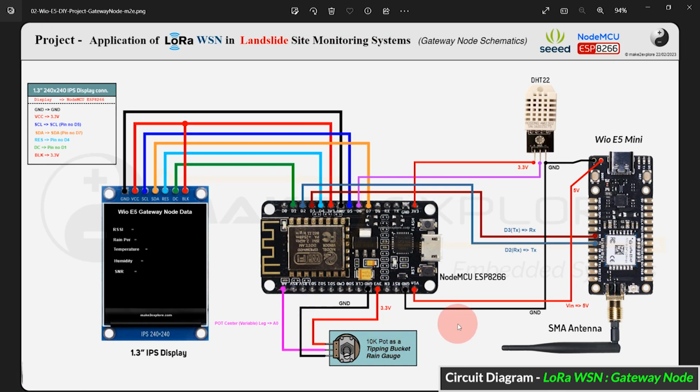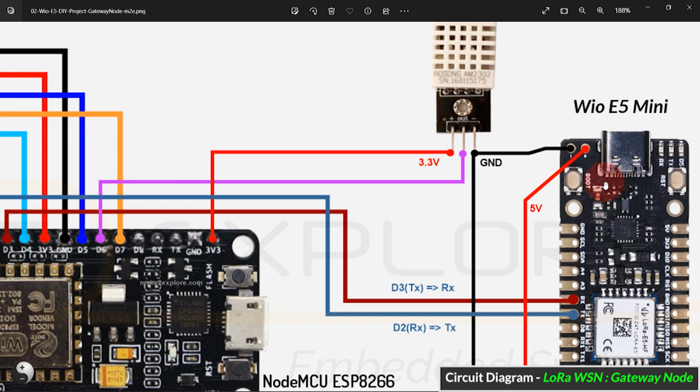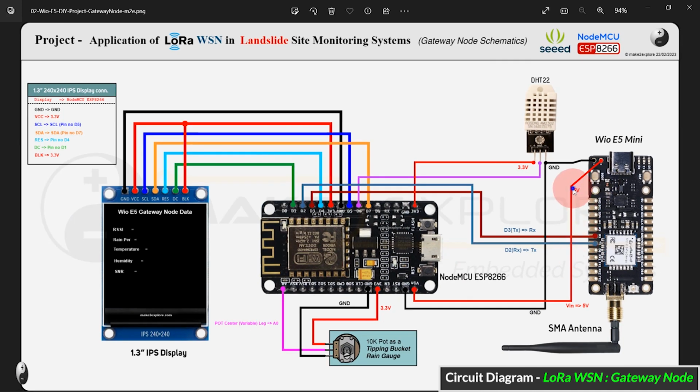This is the Wio-E5 Mini LoRa dev board. It has been powered with 5 volts from the Vin pin of the ESP. As both ESP8266 and Wio-E5 Mini work on a 3.3 volt logic level, here we won't need any level shifter module. The DHT22 temperature and humidity sensor is connected to the D6 digital pin. This is all about gateway node connections.